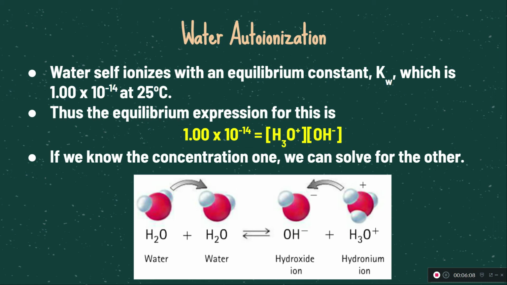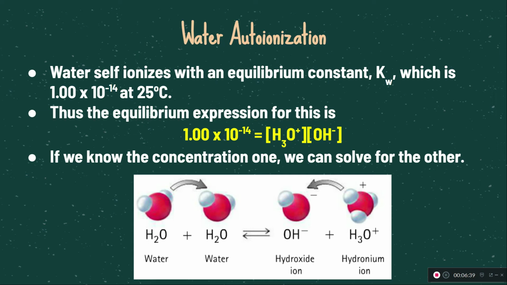The K value for this is 1 times 10 to the negative 14th, which means that at equilibrium, we strongly favor our reactants. Remember that a K value that is less than 1 favors our reactants, and a K value greater than 1 favors our products. We can write the equilibrium expression for this as 1 times 10 to the negative 14th equals the hydronium ion concentration times the hydroxide ion concentration. Remember that liquids and solids do not participate in the equilibrium expression. So essentially, if we know the concentration of one, we can solve for the other.